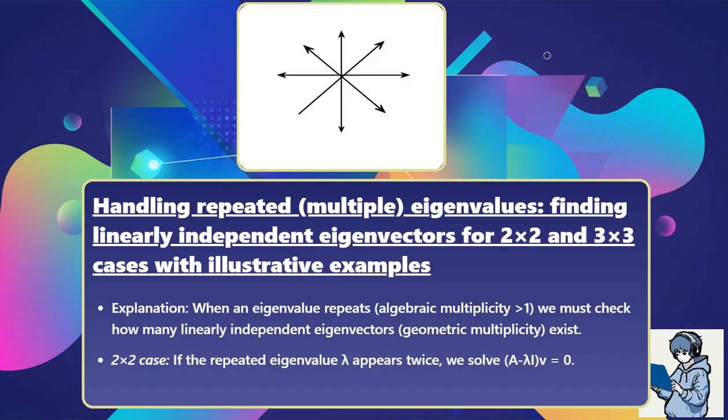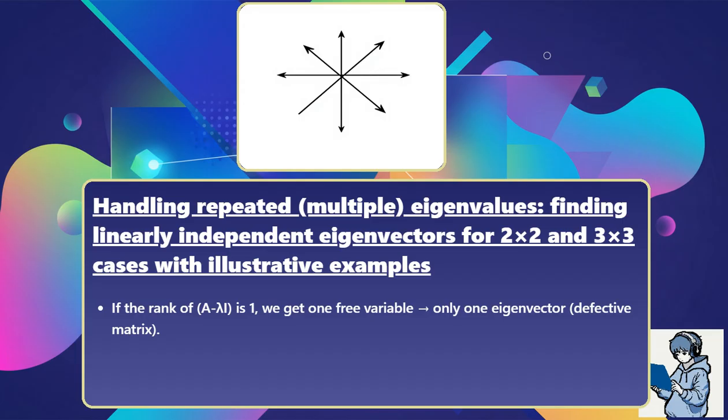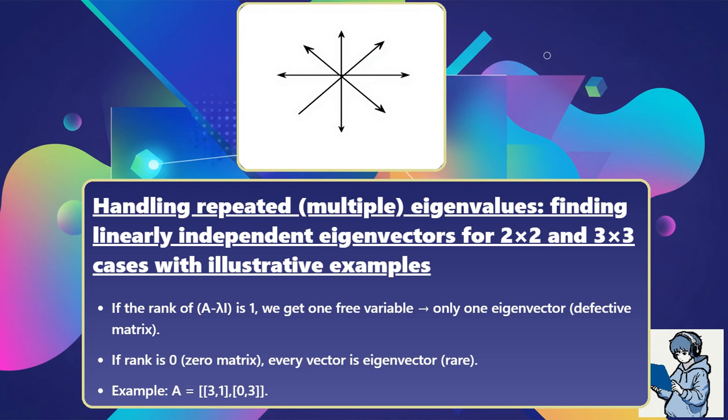2 by 2 case. If the repeated eigenvalue lambda appears twice, we solve (A minus lambda I) times v equals 0. If the rank of A minus lambda I is 1, we get one free variable which gives only one eigenvector, making the matrix defective. If the rank is 0, meaning A minus lambda I is the 0 matrix, every vector is an eigenvector, which is rare. Example, A equals the matrix with rows 3, 1 and 0, 3.